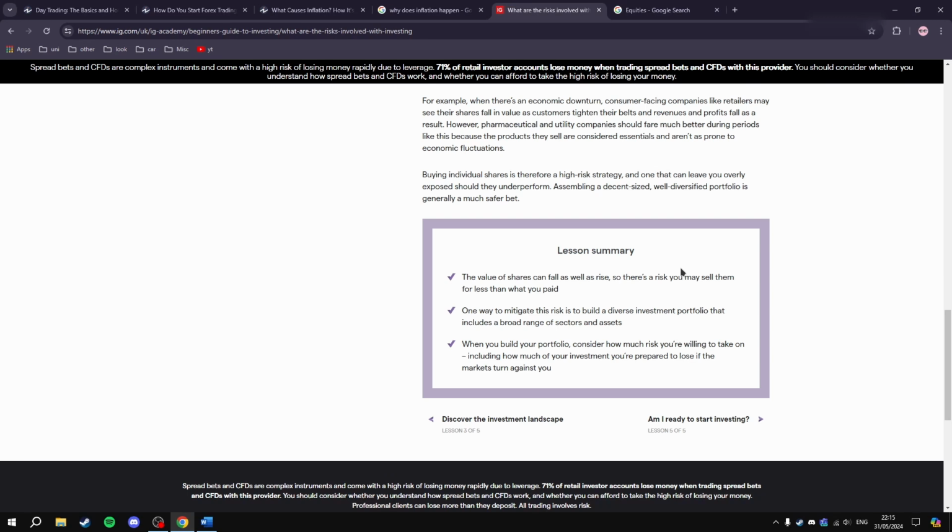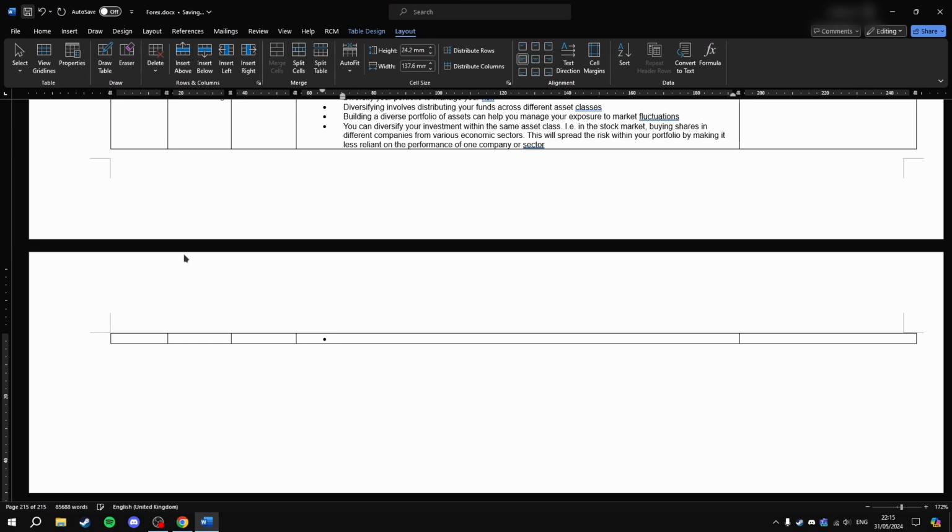I guess you've got to be prepared to lose everything, don't you? If the market turns against you. So invest an amount you're comfortable with losing. 100% would be the way to go, right? Because there is a possibility that you're going to lose all of your investments. So you need to be comfortable with that.